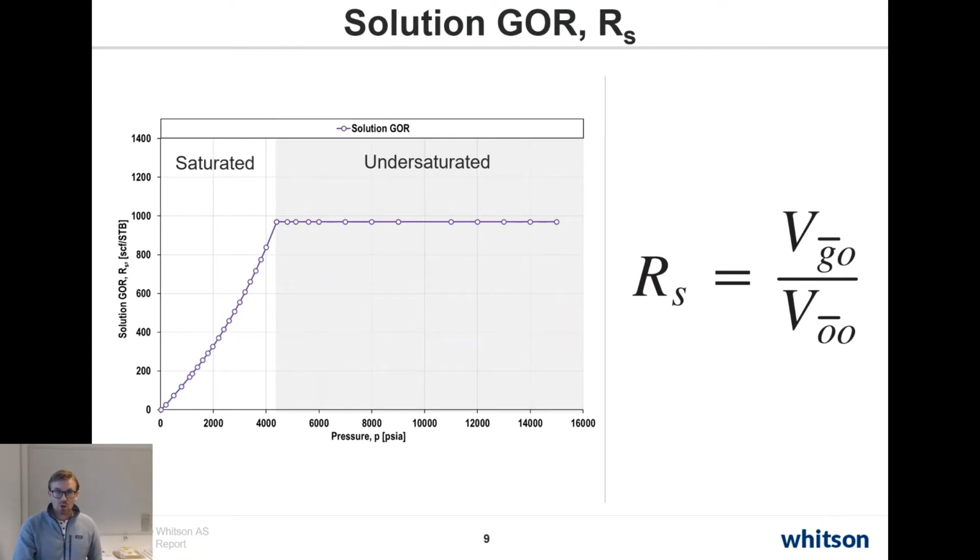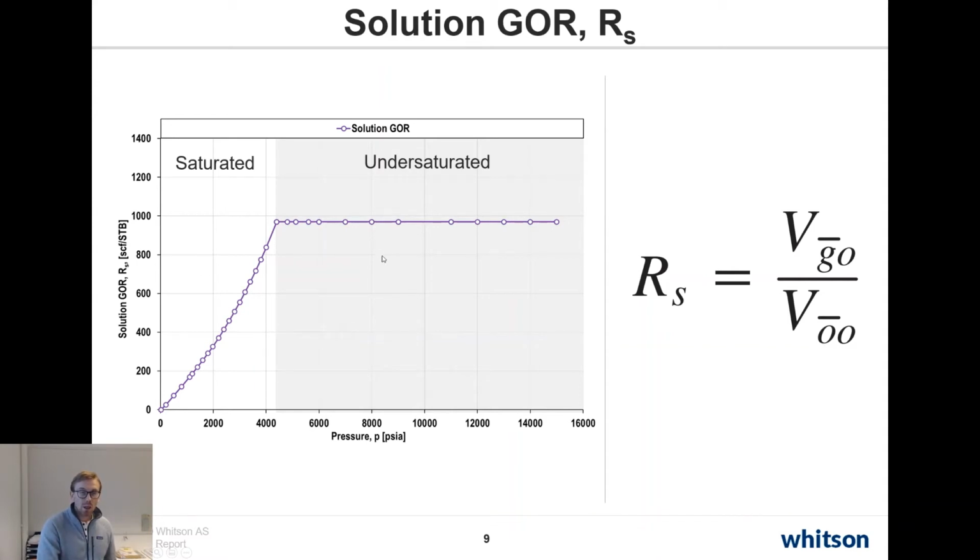Similarly, for a solution GOR, we know that the strict definition of solution GOR is that we have the surface volume of gas originating from the reservoir oil divided by the surface volume of oil originating from the reservoir oil. And again, the people who have seen these curves many times, like myself, we know that the solution GOR is constant when we are above the saturation pressure, above the bubble point, in what we call the undersaturated pressure range.